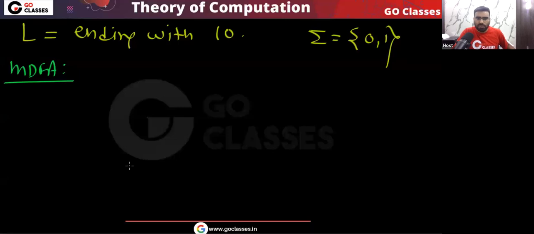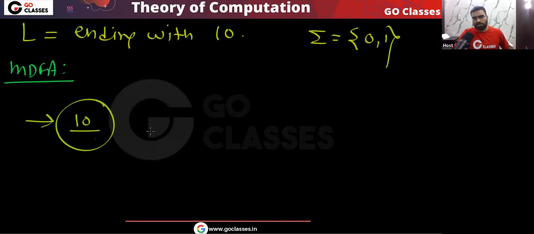Okay, what you can do? See, in the initial state, I'm waiting for what? I want to end with 1 0. Remember, I want to end with 1 0. So I'm waiting for 1 0.